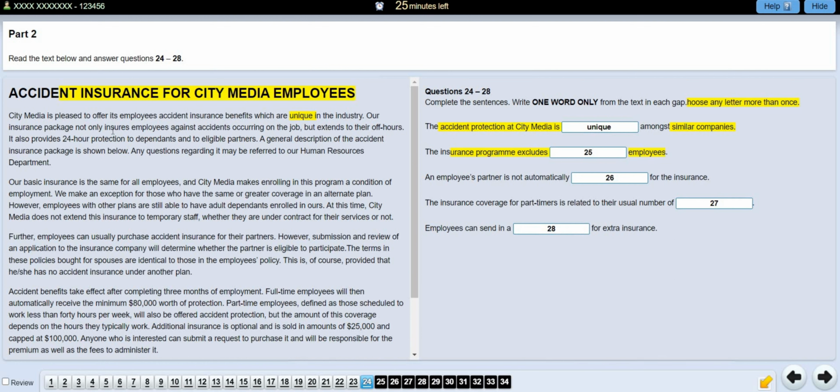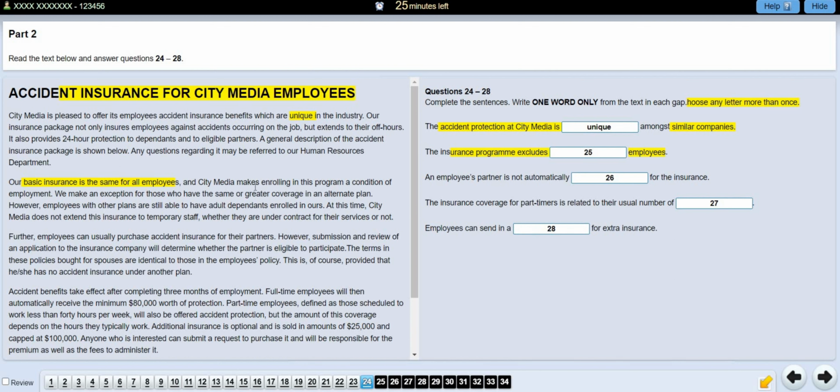Our insurance package not only insures employees against accidents occurring at the job, but extends to their off hours. It also provides 24-hour protection depending on the eligible party. The general description of the accident insurance package is shown below. Any questions regarding it may be referred to the manager. Our basic insurance is the same for all employees, but the insurance program excludes something.